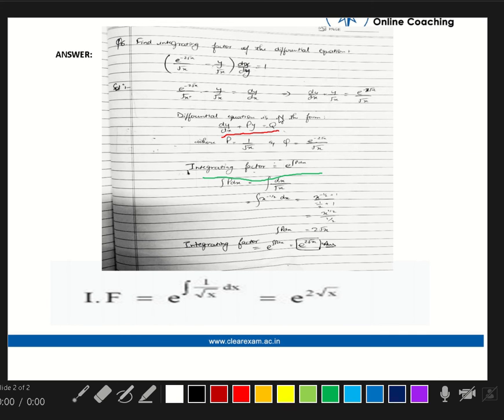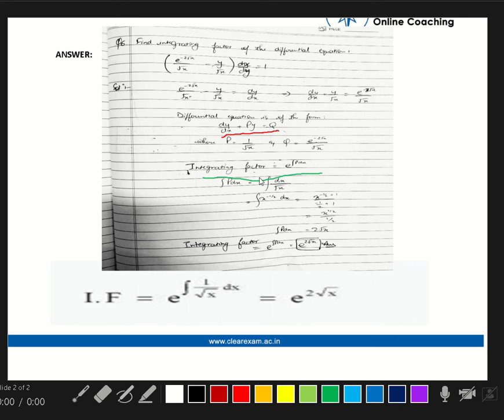Now separate this equation and take dx by dy to the right hand side. After taking it to the right hand side, the equation becomes dy by dx plus Py equals Q. You can check it in this form. Now, P equals 1 by root x and Q equals e raised to the power minus 2 root x divided by root x.